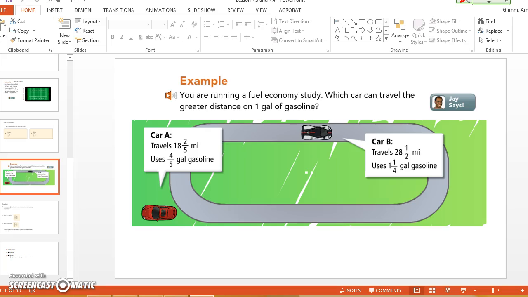Okay, so if it travels 18 2/5 miles and it uses 4/5 of a gallon, that's exactly what we just did on that last slide. That's saying I have 18 2/5 over 4/5 gallon, because this bottom part is what I want to get to 1. Yeah, that just got recorded, by the way. Okay, all right. So, does this make sense how I set that up?